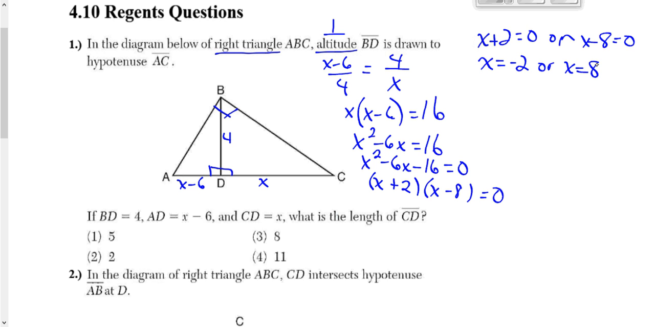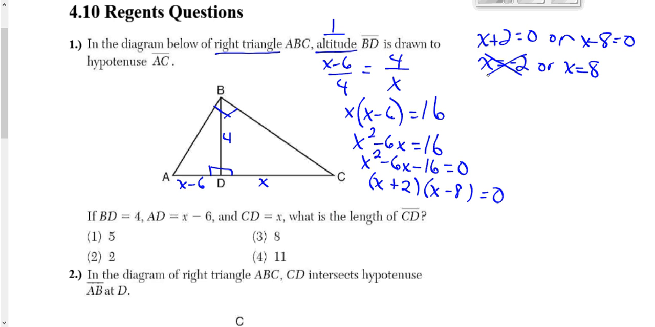What do we need to do? Because we're in geometry talking about the length of a part of the triangle. Which one of those does not make sense? Yeah, right, negative 2 centimeters, what does that mean? So in this case, we disregard the negative. And if this is a written part, like a question, you would have to show where you disregarded the negative answer. You lose points, okay? That's why I'm showing it to you here.